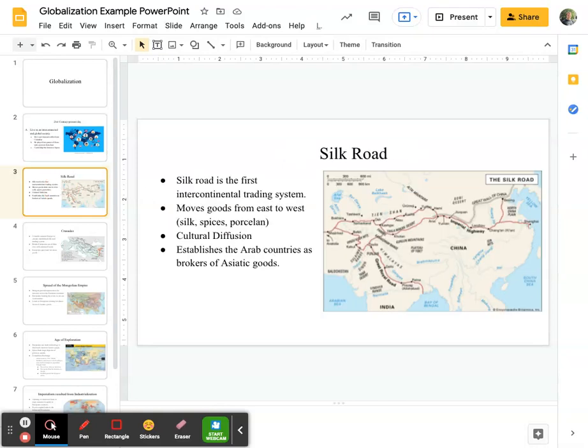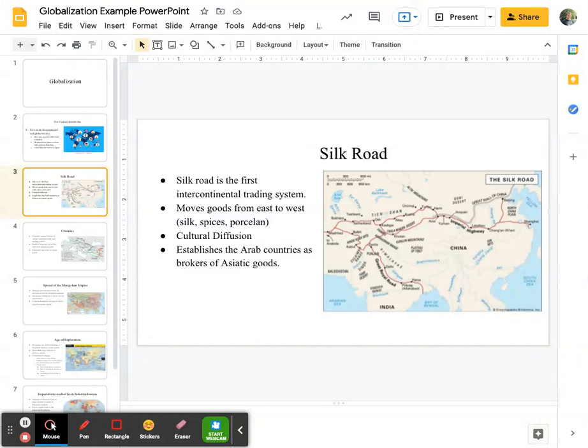Now like I said, there's a lot of different ways we can start this. I could have started this with human beings first coming out of the African continent and spreading around the globe. But I'm starting here because this is the first intercontinental trading system set up across the Eurasian continent. What it ultimately does is it moves goods from east to west: silks, spices, porcelains, and with that, it also moves technologies.